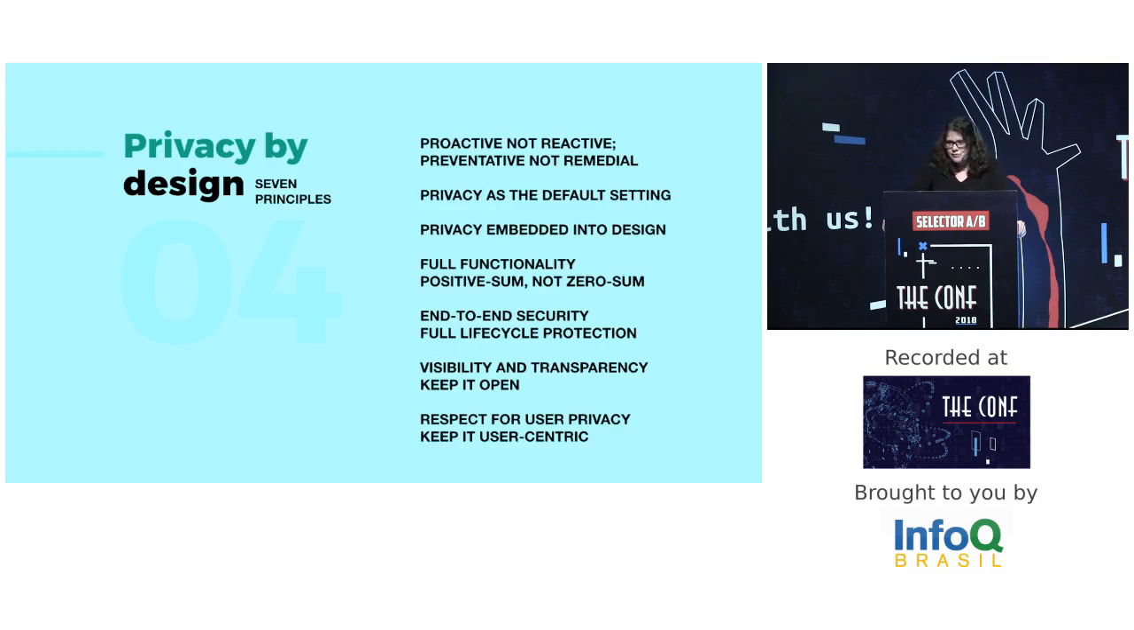Proactive, not reactive. Preventive, not remedial. Privacy as the default setting. Privacy embedded into design. And this is very important because of what I'm talking about. If you are thinking about what you are doing when you create a system that solves some problem of the user, okay, solve the problem of the user. But the impact, the consequence. With machine learning, we have to take care with what we are doing, because for example, we create some bubbles if you are thinking about anticipatory design. The fourth is full functionality, positive sum, not zero sum.